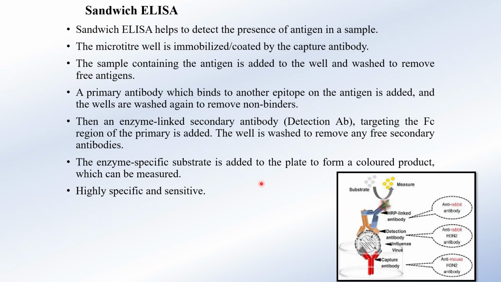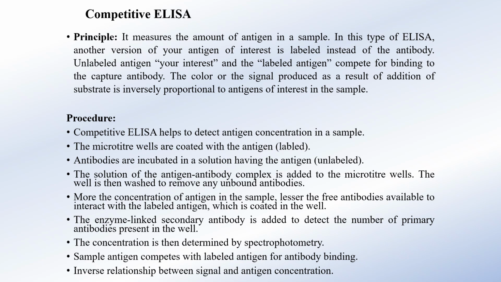The enzyme specific substrate is added to the plate to form a colored product. The substrate is added to convert the colorless substrate to the colored product. It is a highly specific and sensitive ELISA technique.